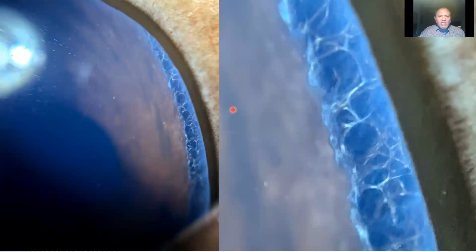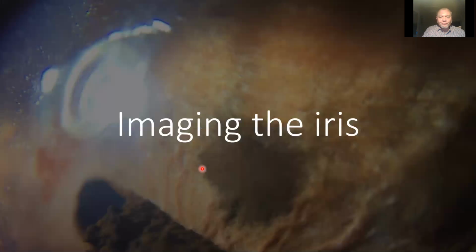We can also, by changing our angle, actually look down into that drainage angle, and again, this is a very good place to look for very subtle changes in disease like chronic uveitis or post-trauma.